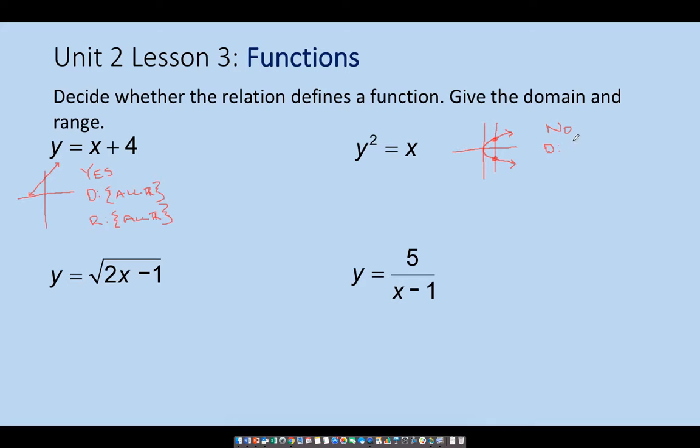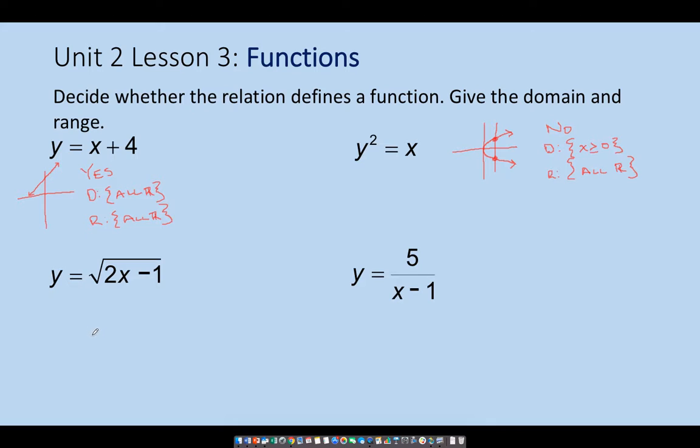Domain, though, we're looking at this. This is going to be all of my x values, but my x values have to be greater than or equal to 0. And my range, well, it goes forever up, it goes forever down. Okay, my range is going to be just all real numbers.